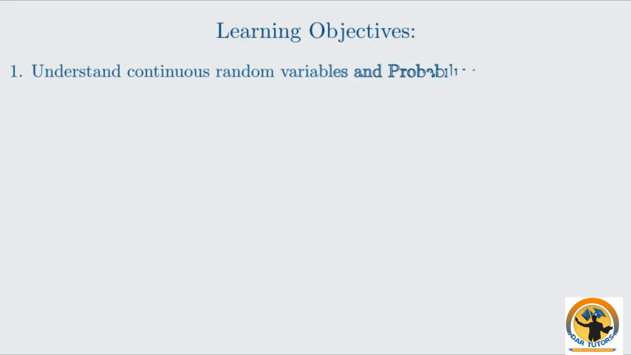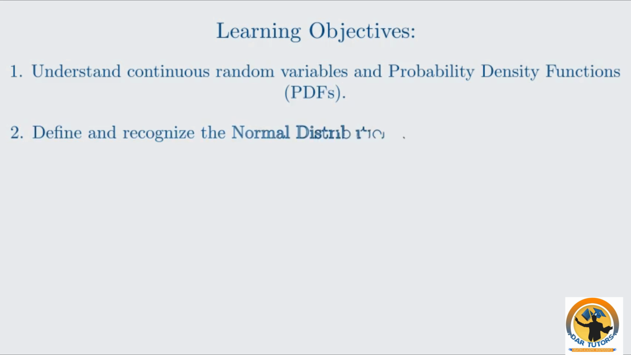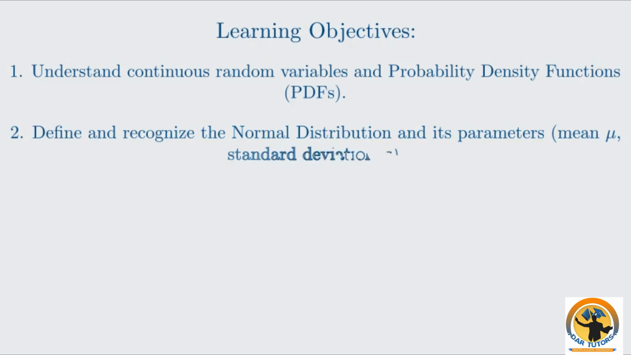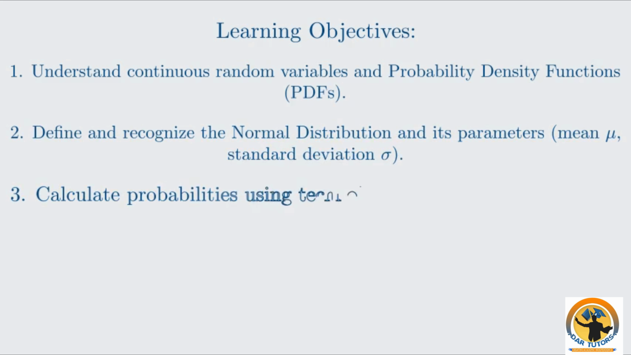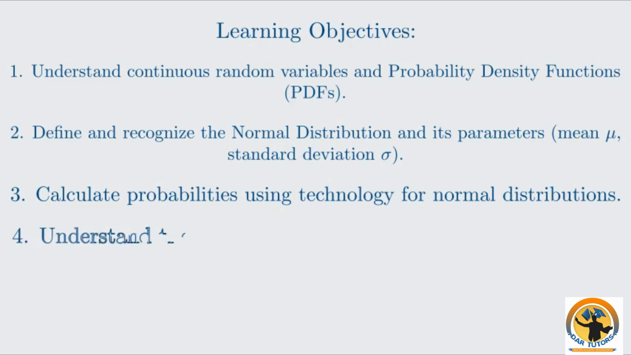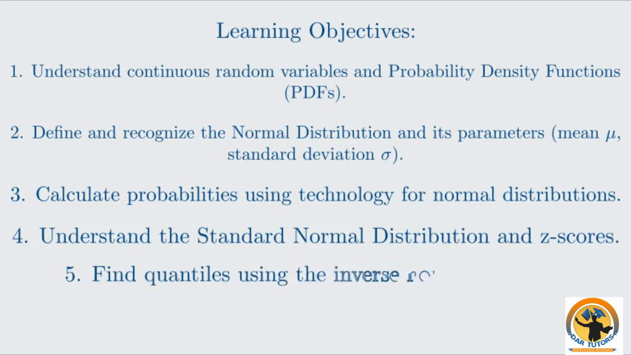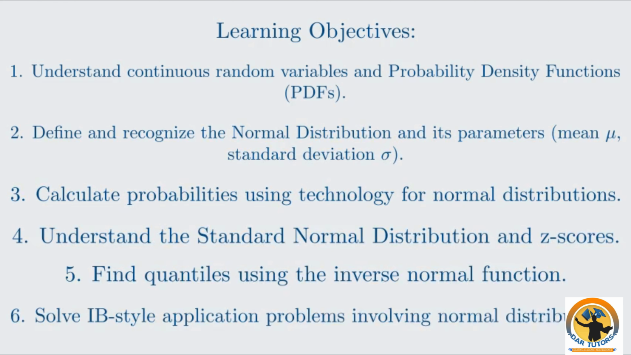Our learning objectives for this video are to introduce the concept of continuous random variables and the probability density function, define the normal distribution, and understand its key characteristics. We will also learn how to calculate probabilities using technology for both the general normal distribution and the standard normal distribution, find quantiles using the inverse normal function, and tackle several IB-style problems.